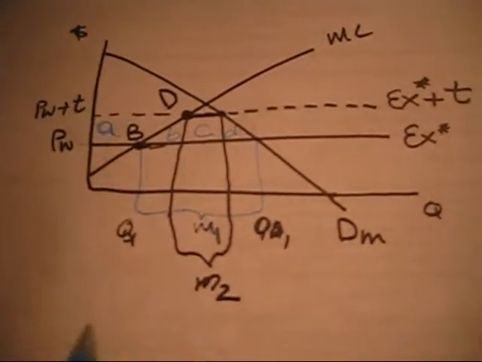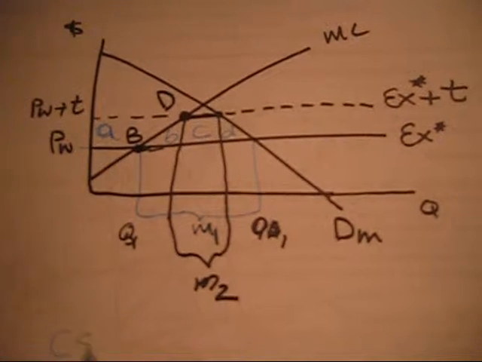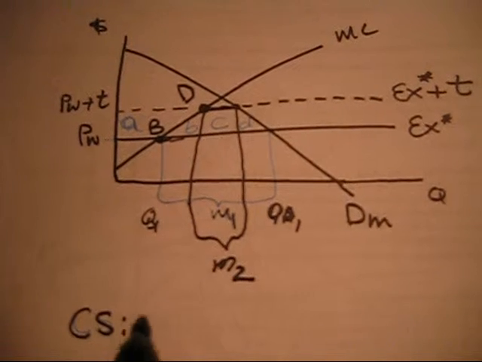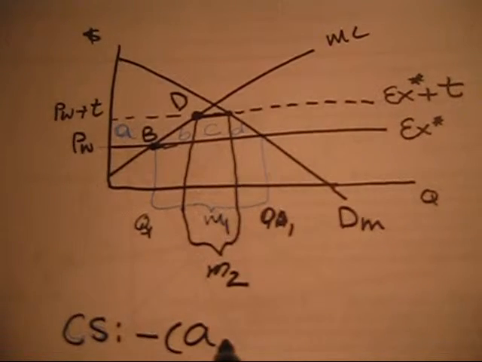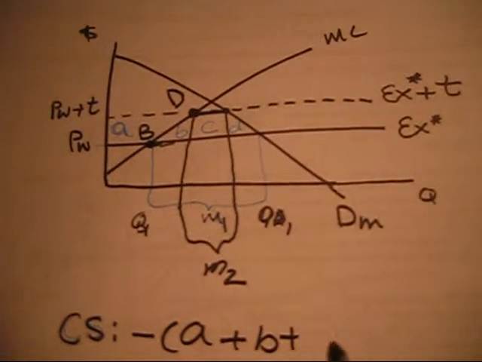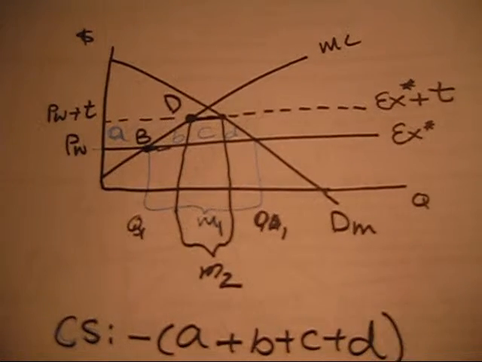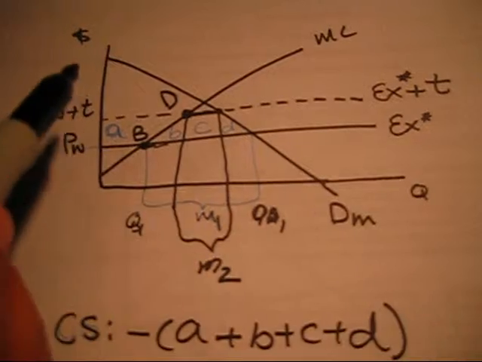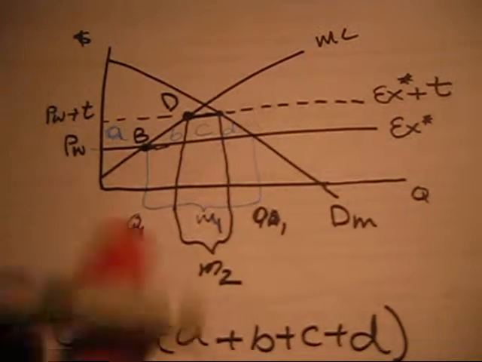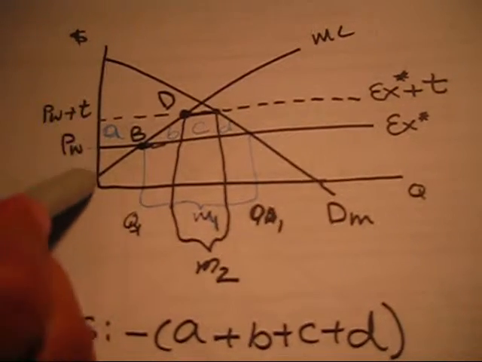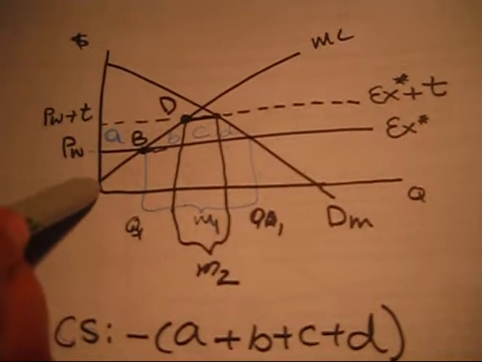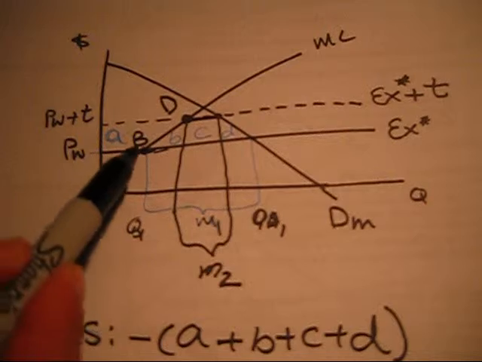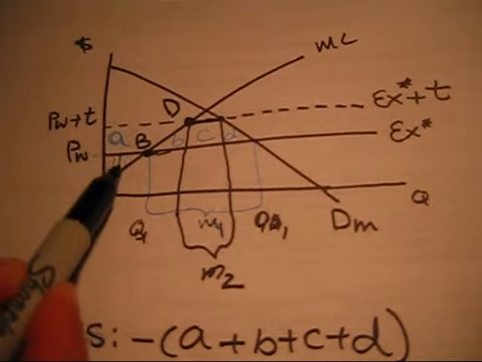So consumer surplus minus A, B, C, D, right? And producer surplus before tariffs, this was producer surplus, the area above the supply curve. It was only up to here, starting from here and this triangle only.